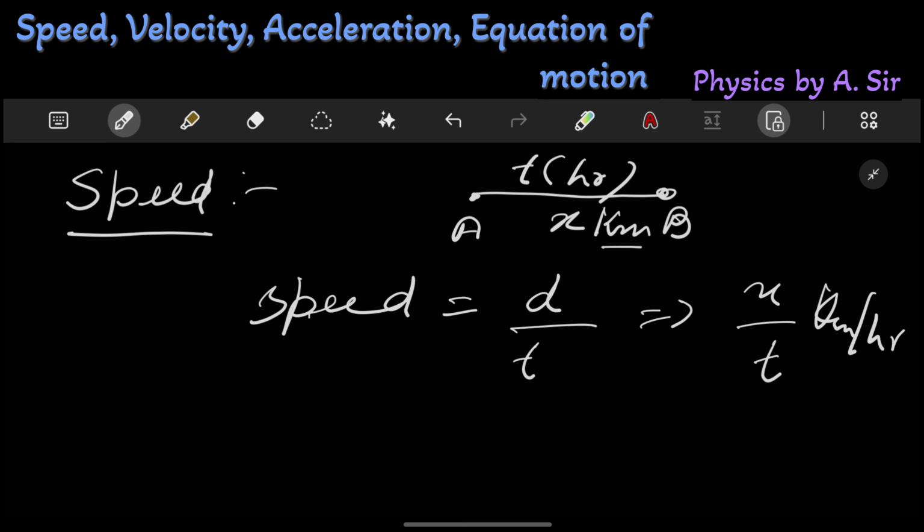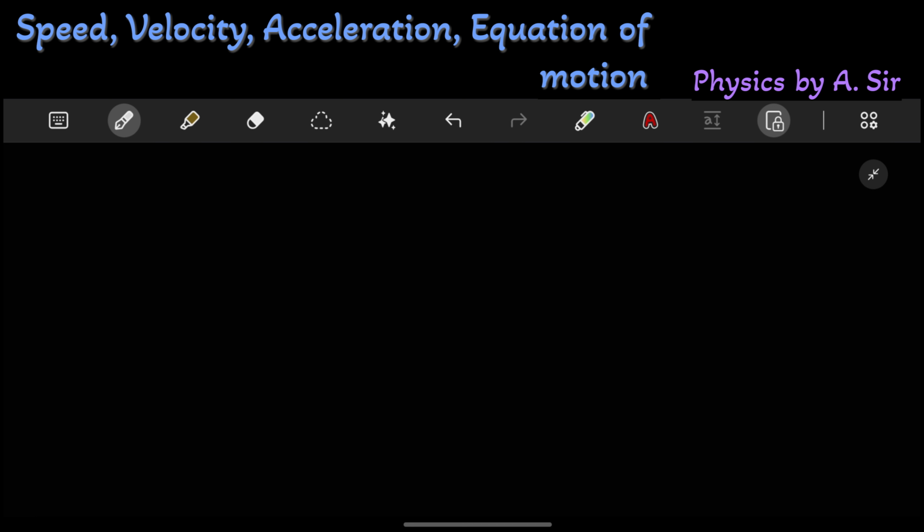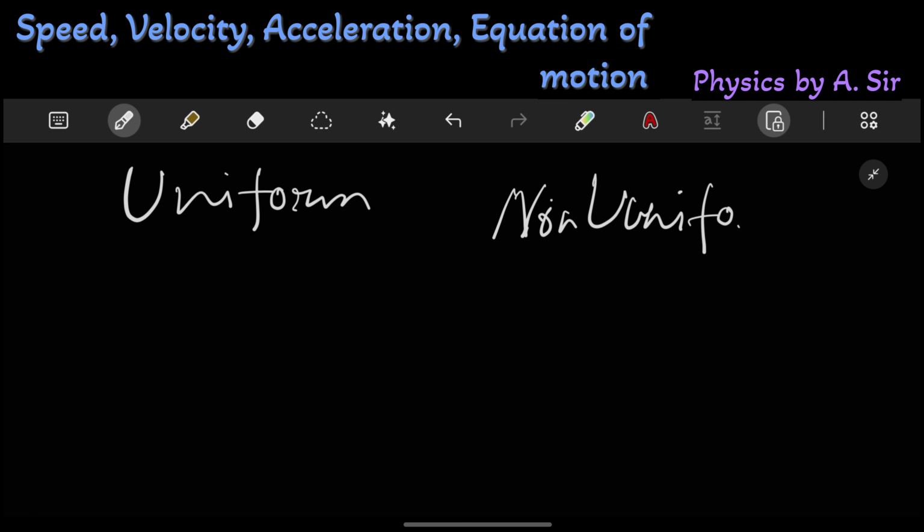You could say these are Cartesian coordinates x, y and z, but in our case we are not mentioning these Cartesian coordinates. We are just saying that a person or a random walker is traveling from some point A to some point B. That's it. So speed can be uniform or non-uniform. Uniform means equal distance in equal time, and non-uniform means unequal distance in equal intervals of time.